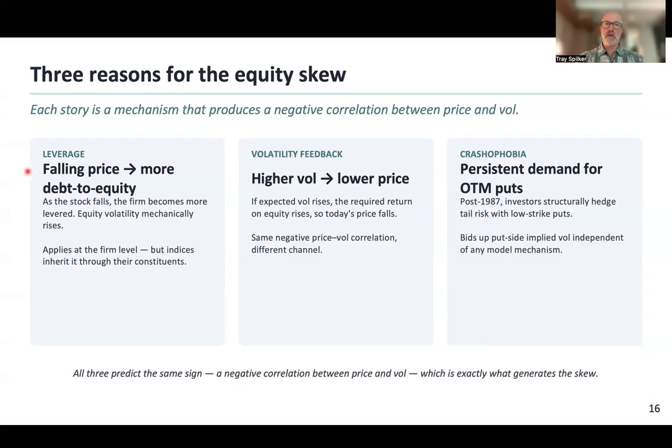So the first reason for this comes from leverage. I've got to go back to your old corporate finance models here, right? As the price of equity falls for a corporation, the firm's debt to equity ratio increases, right? Because the denominator, the equity, gets smaller. So it's mechanical. The equity essentially becomes more levered, and as a result, equity volatility also increases.